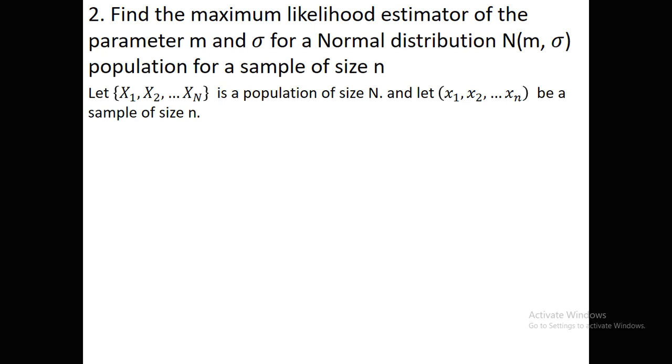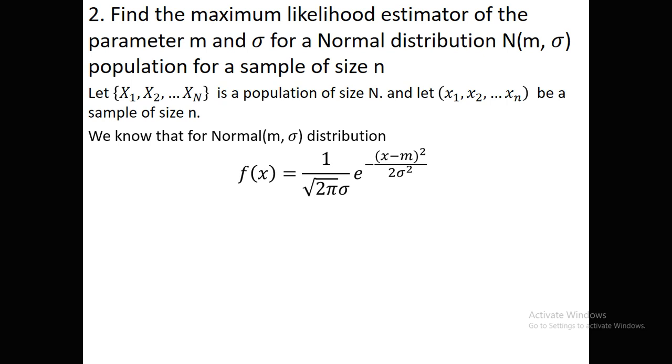Let me give you another example. Find the maximum likelihood estimator of the parameters small m and sigma for a normal distribution. So we all know the normal distribution is a continuous distribution having two parameters, one is small m, the population mean, and one is sigma. So the situation is the same. Capital X1, capital X2, capital Xn is the population of size capital N, and small x1, small x2, dot dot small xn is a sample of size n. Now what is our target? Our target is to find the maximum likelihood estimator of the parameters small m and sigma.